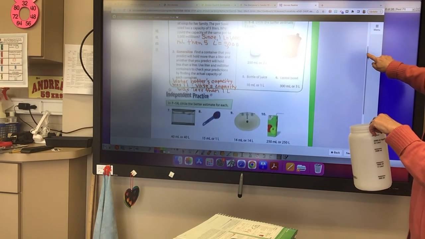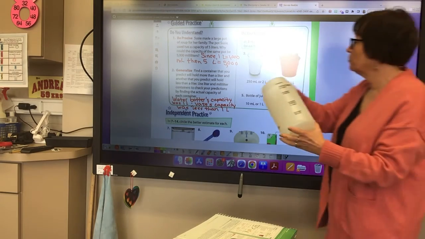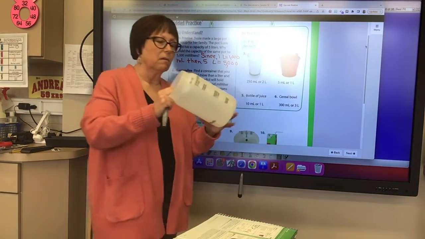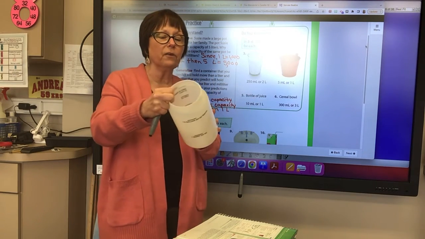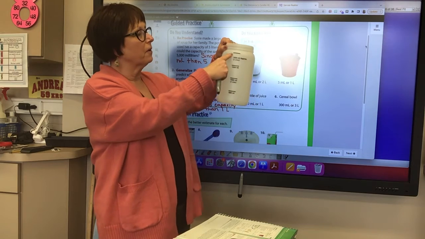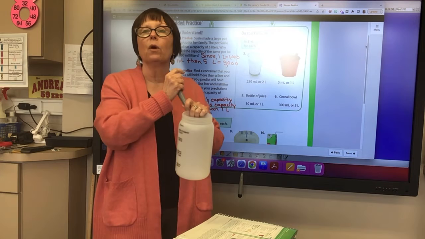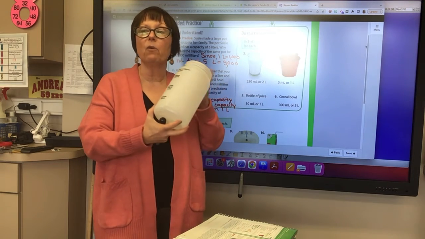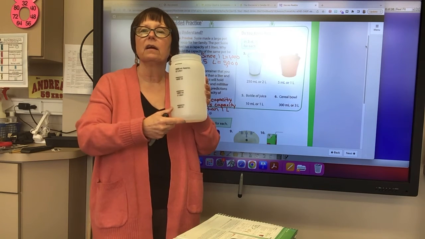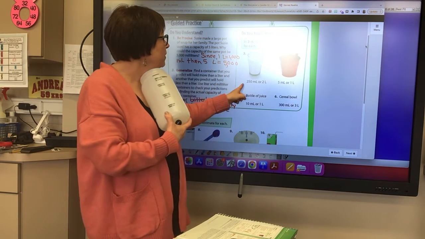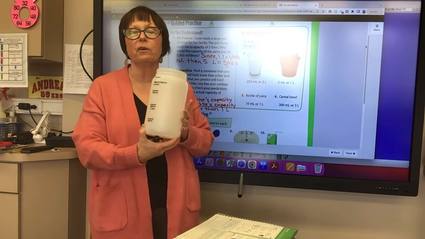It says circle the better estimate for each. That's a glass of milk. Is a glass of milk going to be 250 milliliters or 2 liters? What do you think is the better estimate for a glass of milk? Izzy? 1 liter? You don't have a choice for that. You have 2 choices here. It's 250 milliliters or 2 liters on your page.